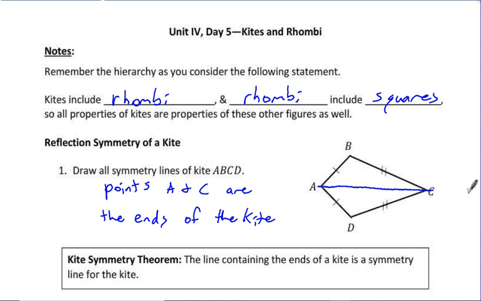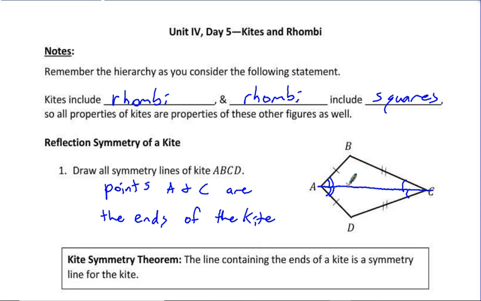Symmetry lines cut shapes in half equally. So we know that angle BCA and angle DCA are congruent angles, and that angle BCD, the larger kite angle, was cut in half if line AC is a symmetry line. We also know that angle BAC is congruent to angle DAC as well, because again that symmetry line will slice the shape in half.